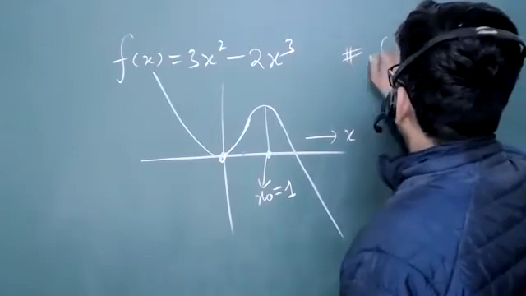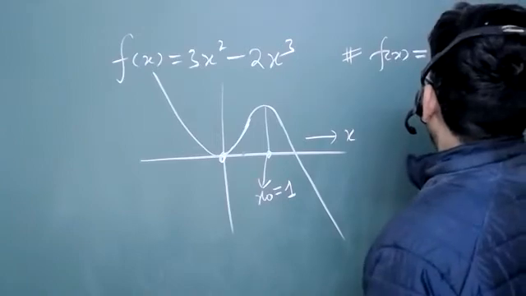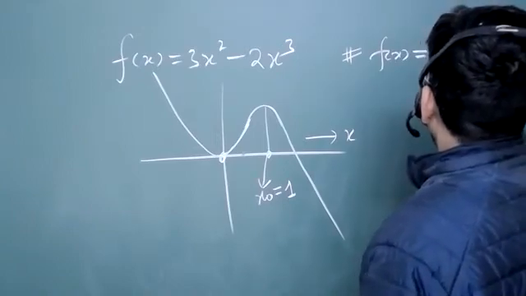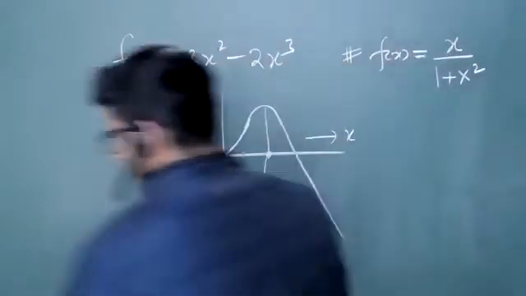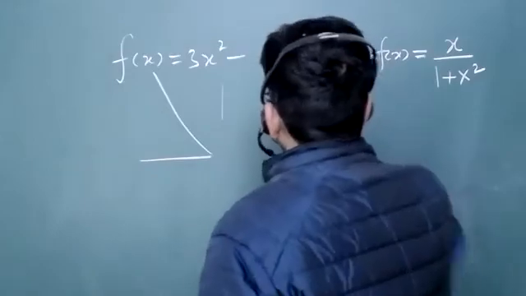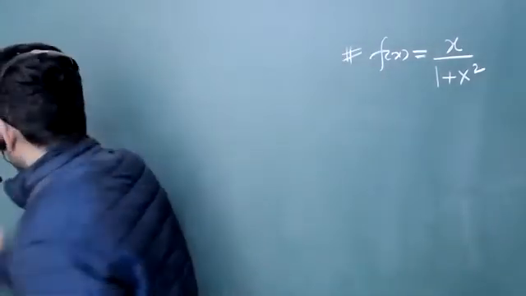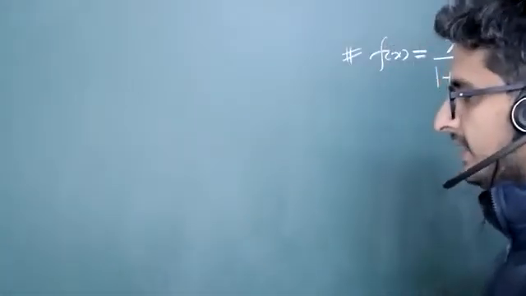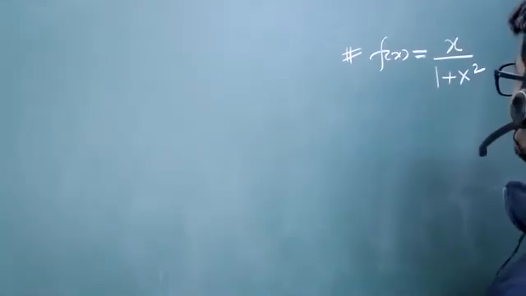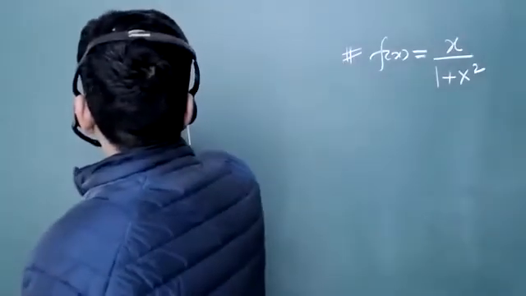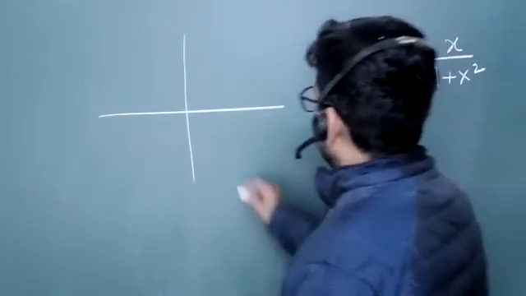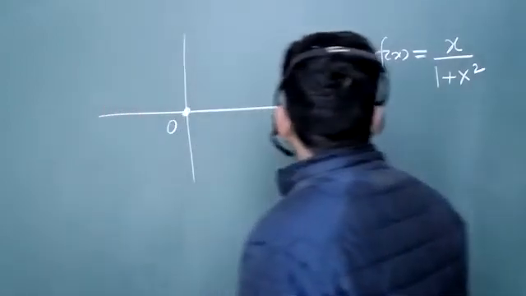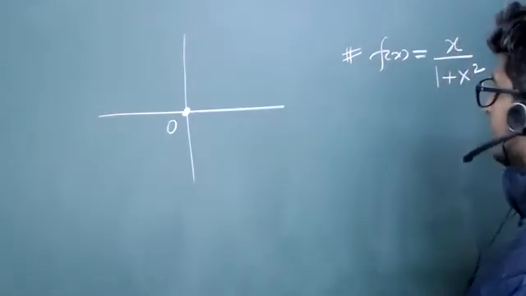Another one, f of x is equal to, suppose I take x by 1 plus x square, like this. तो छोटी वैल्यूज के लिए बढ़ेगा बट देन डिक्रीज करना शुरू कर देगा. So let us see, at x is equal to 0, what will happen? It will be 0, right? Sorry. At x is equal to 0, it will be 0, sir.